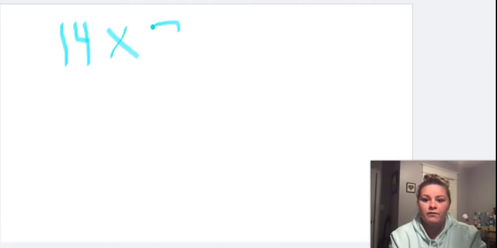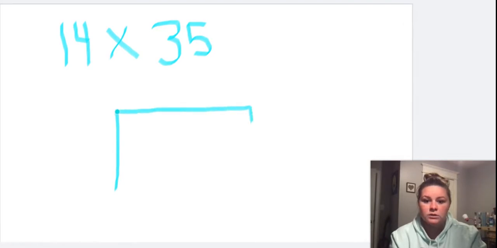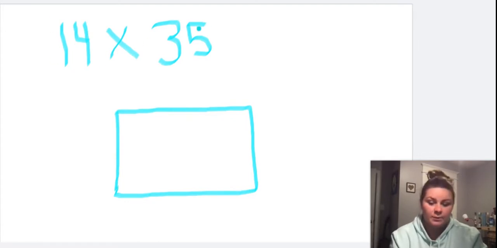But I'm going to show you first how to use the area model strategy for a 2 digit by 2 digit number. So we'll start with 14 times 35. When you are first starting the area model strategy, you need to go ahead and draw your box, draw a rectangle, and then you're going to break apart each factor by its place value.